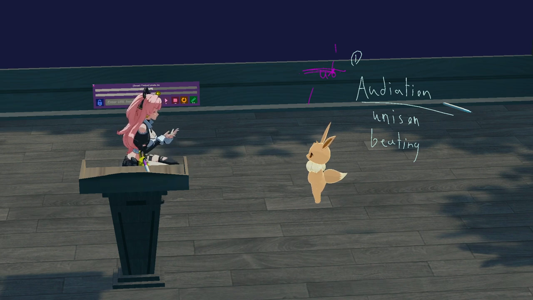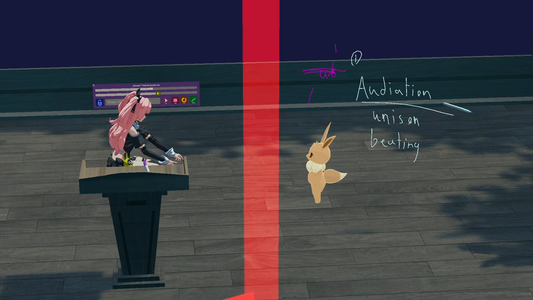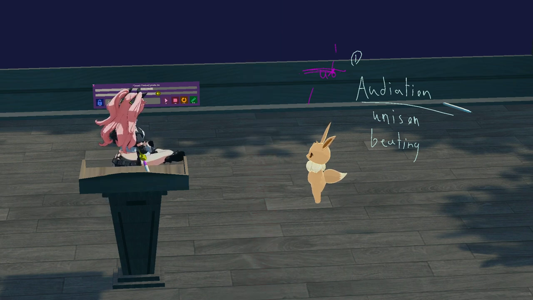So let's give it another try. We're going to try to keep the sound very perceptually soft. So try it again. 10, 9, 8, 7, 6, 5, 4, 3, 2, 1.